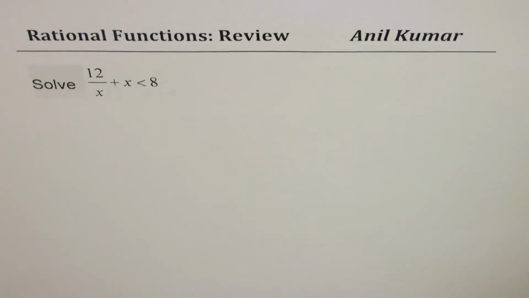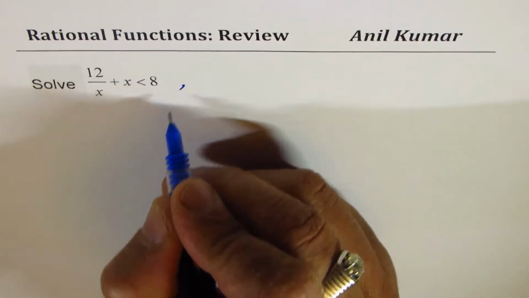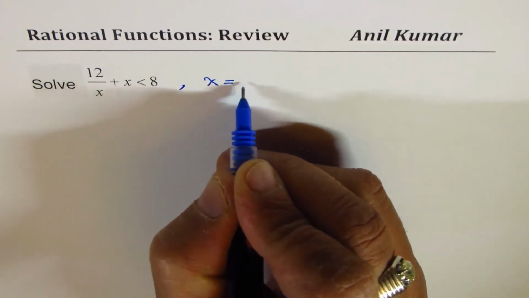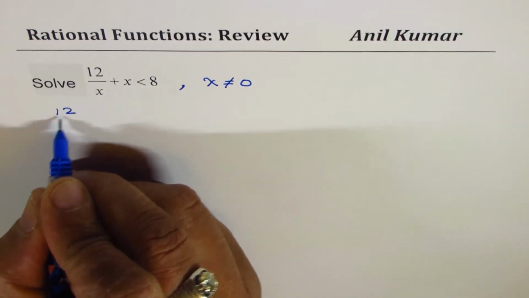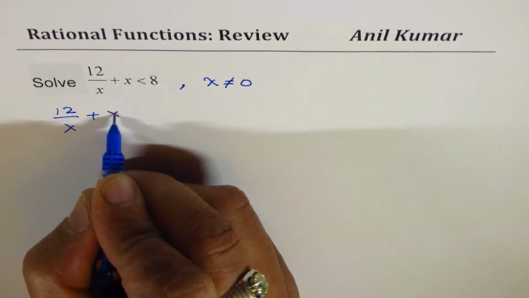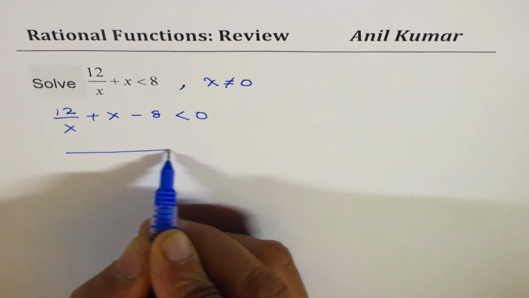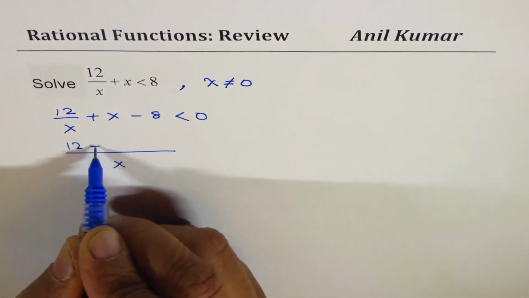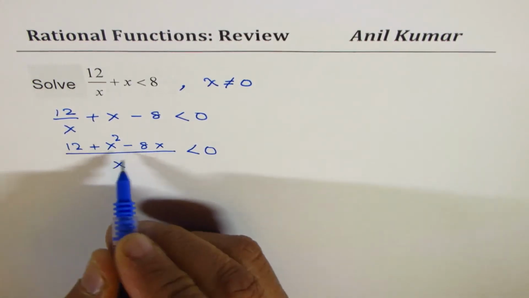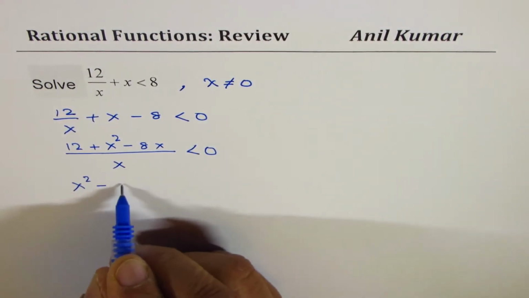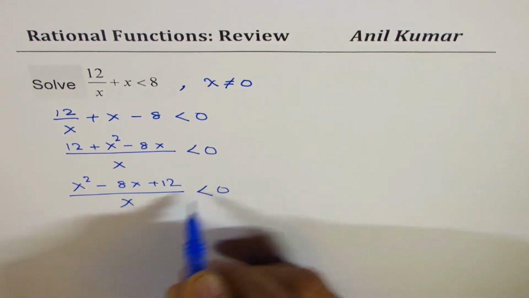Now let's look into inequalities. This time let me begin by writing the restrictions first, which should normally be the case: x cannot be equal to 0. Bring them together. So we have 12 over x plus x minus 8 should be less than 0. Take common denominator x: (12 plus x squared minus 8x) over x should be less than 0. Rearrange: (x squared minus 8x plus 12) over x should be less than 0.